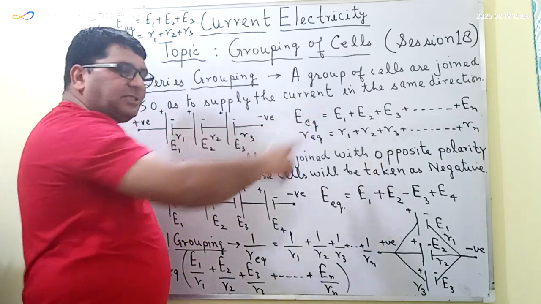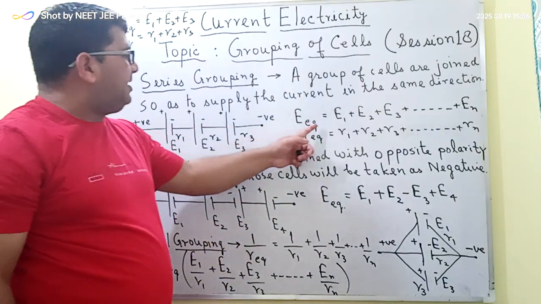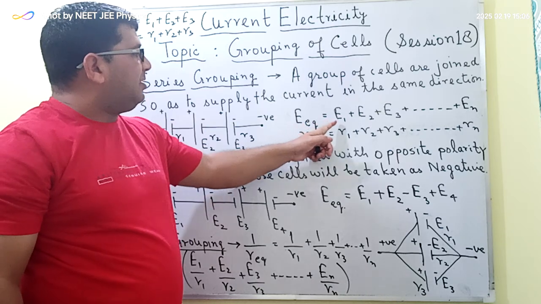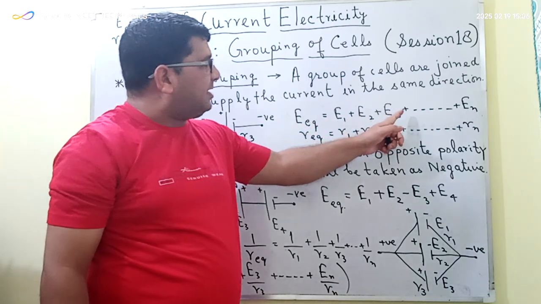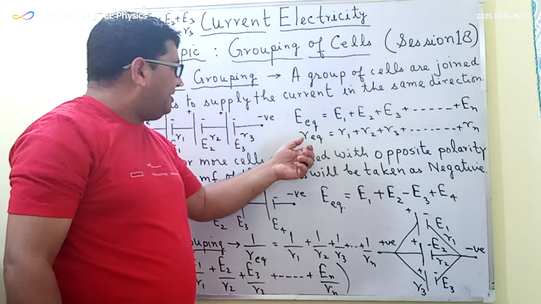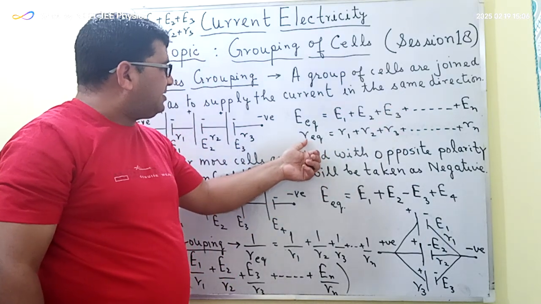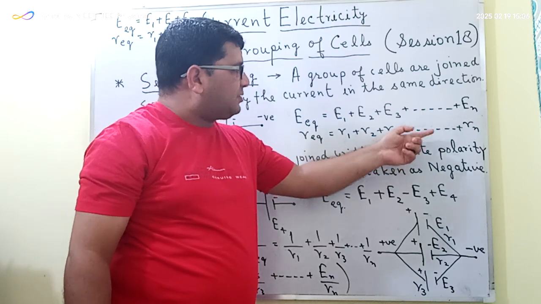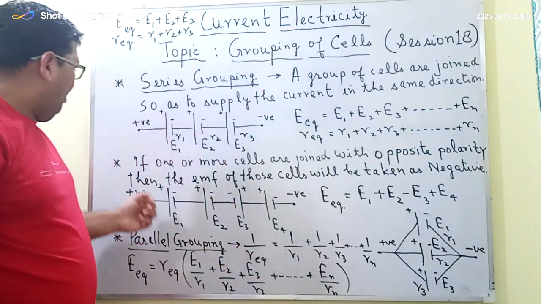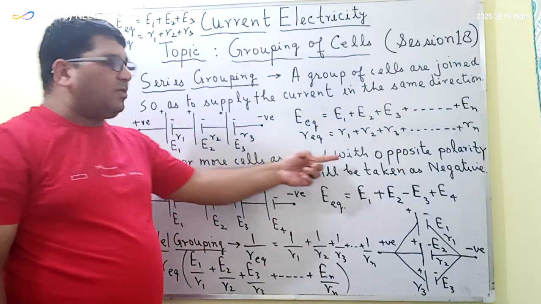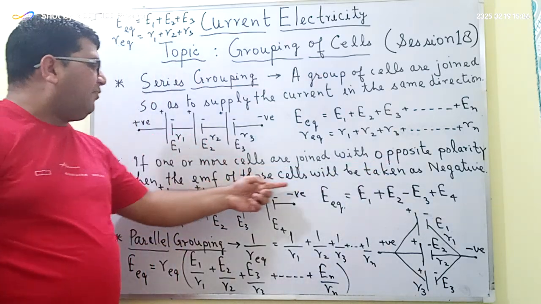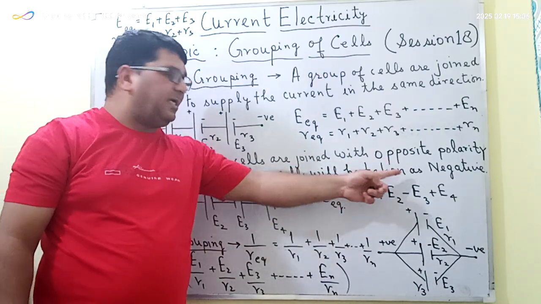However, if there are n cells, then the equivalent EMF, that is Eeq, will be equal to E1 plus E2 plus E3 and so on up to En. And the equivalent internal resistance, that is Req, will be equal to R1 plus R2 plus R3 and so on up to Rn. Now, if one or more cells are joined together with opposite polarity, then the EMF of those cells will be taken as negative.